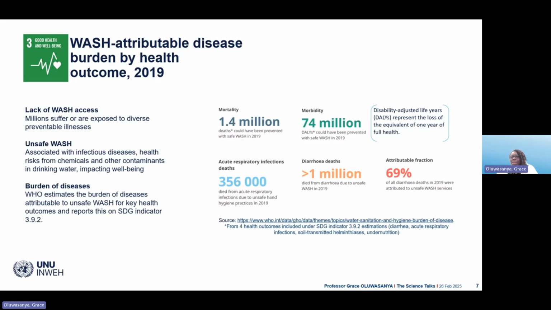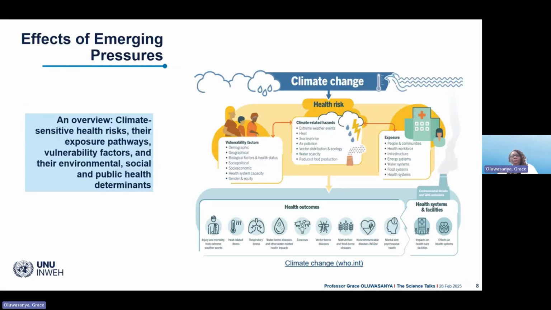diverse preventable diseases. Underline preventable. Then unsafe WASH is associated with infectious diseases or risks from chemicals and other contaminants. So the disease burden is really quite high, associated with water-related diseases. I also want to flag another important issue, which is the effect of the emerging pressures.